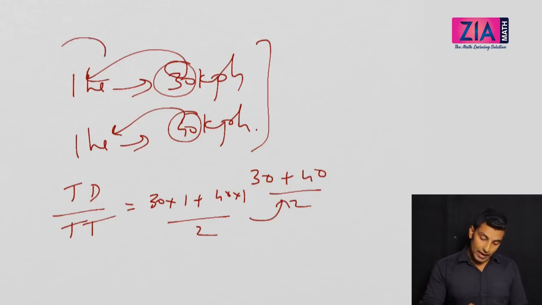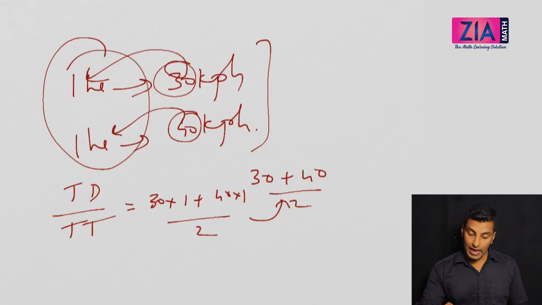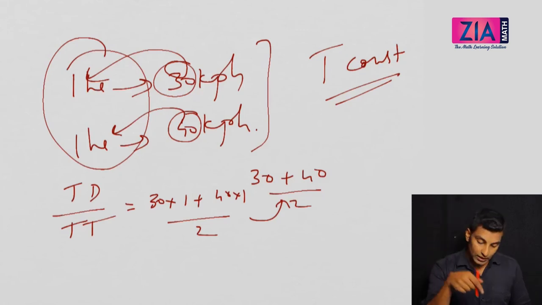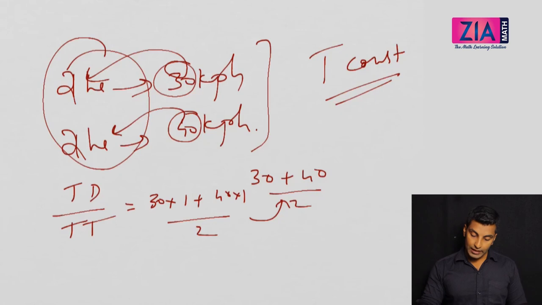Okay. So remember this case is what we call time constant. Time is constant and speed is given. So average speed is the simple average. Now this time can be 2 hours also. But still you just need to take the simple average, 30 plus 40 by 2.